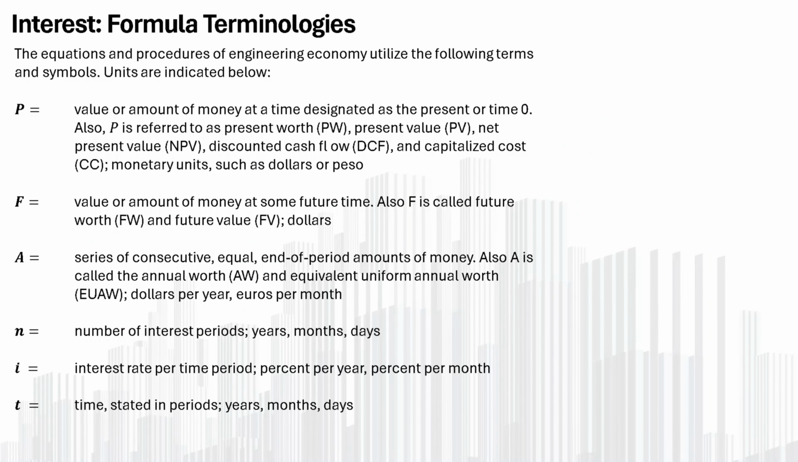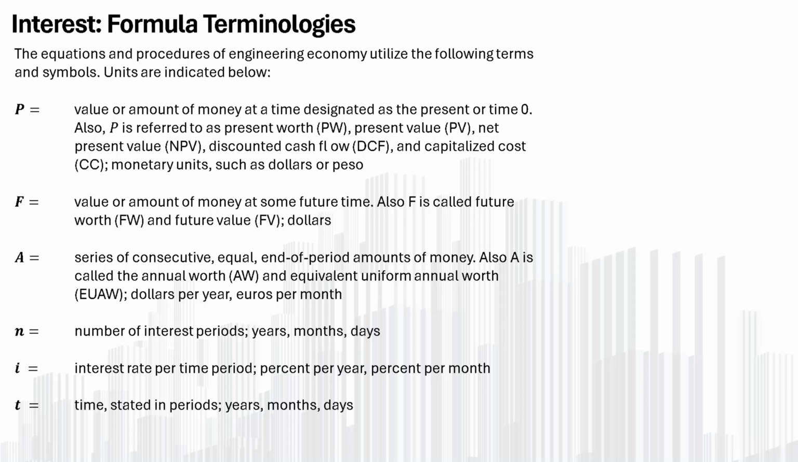Okay. Now for our terminologies, we will be using these particular symbols. So usually we go P, F, normally that's PW for present worth. Depende, pare-parehas lang naman yan. So we generally represent them by P and F. P representing present worth, present value, net present value, discounted cash flow, capitalized costs.